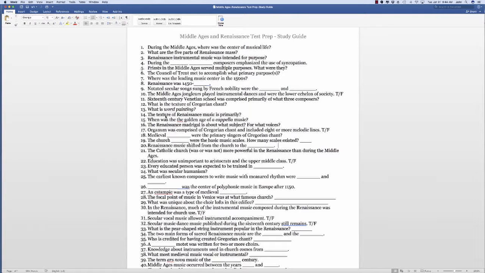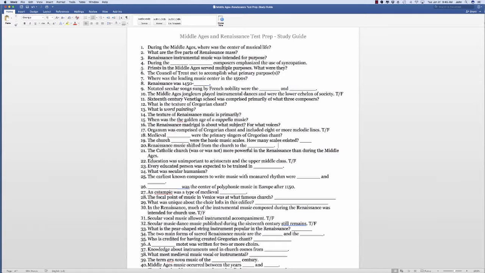Number 5, the priests in the Middle Ages served multiple purposes. What were they? Well, obviously, a Catholic priest would be responsible for going through the service on each Sabbath or each time they had a church service, but also they were considered to be musicians. And from our experience, we know that a lot of people are unable to sing, and so I find it humorous that they were also required to be singers.